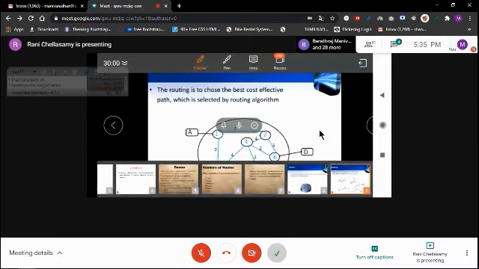Okay. So coming on to the performance criteria, the selection of the route will be based on some criteria. That is, the first criteria is to choose or select the minimum cost.